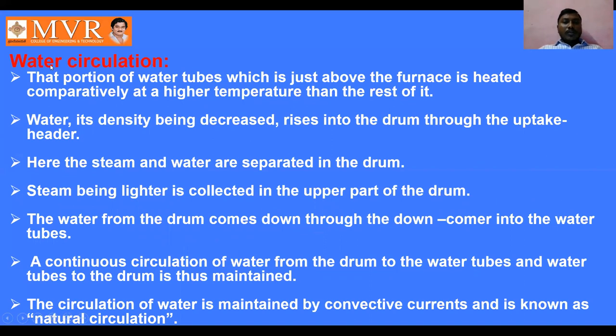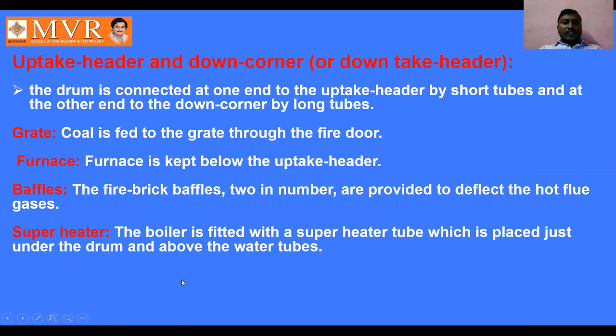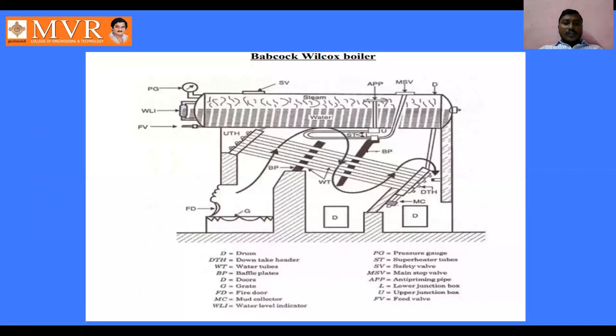See what about water circulation, how the water is going to be circulated here. That portion of the water tubes which is just above the furnace is heated to a comparatively higher temperature than the rest of it. When the hot gases are rising upwards, the water inside the water tubes is heated.